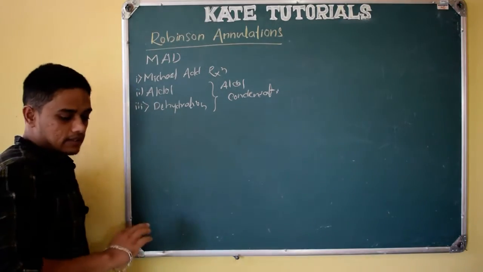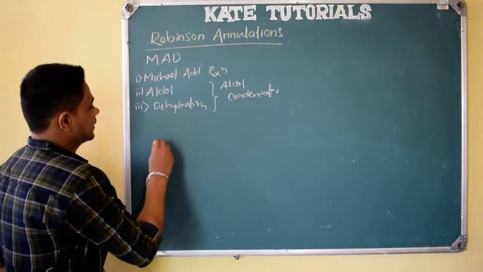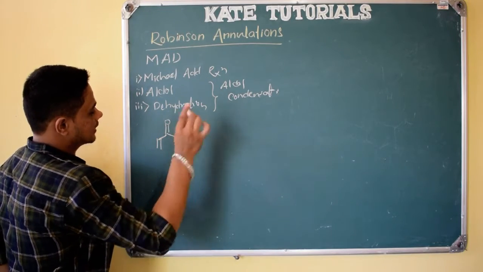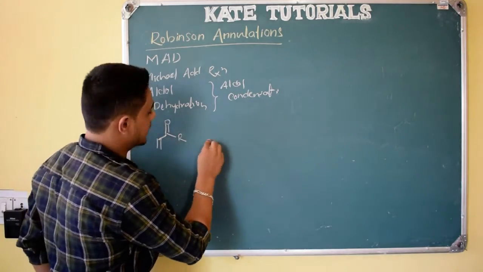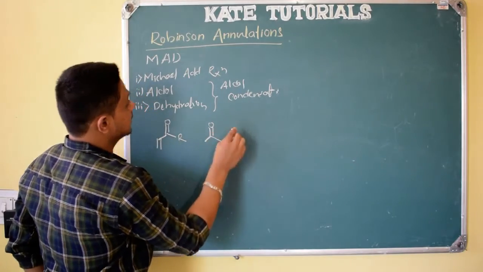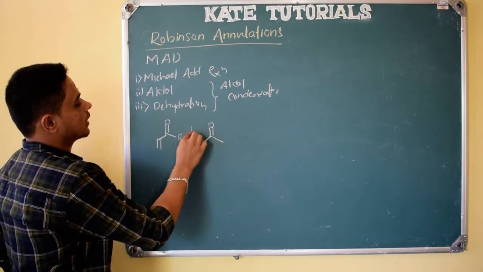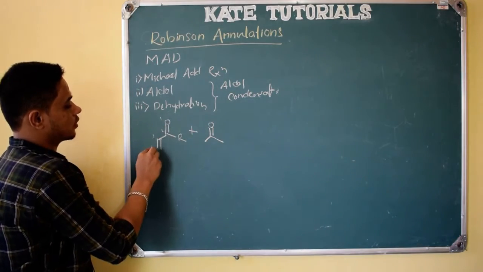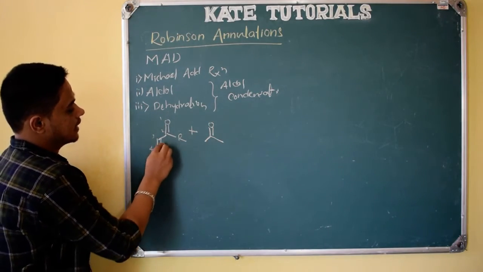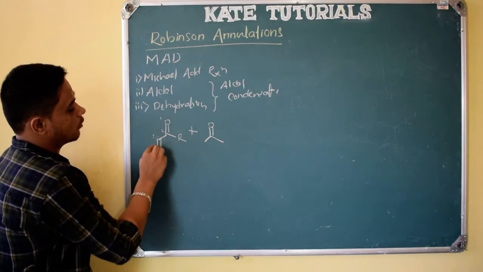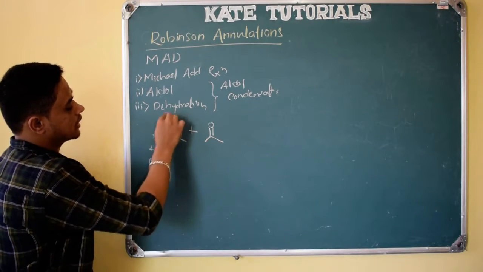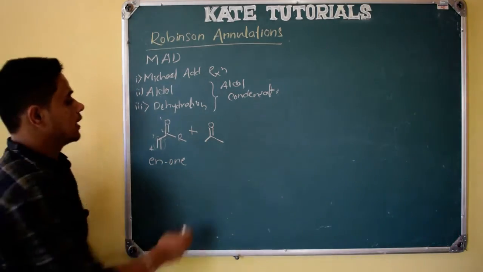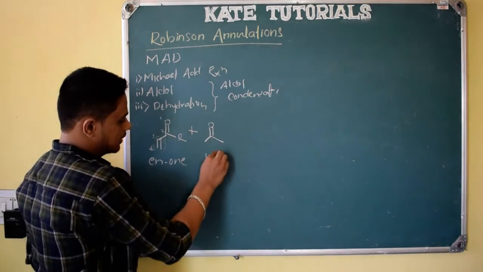So what are the things that will happen? Let us take one example and see what happens. So this is the Robinson annulation. So what have I taken? I have taken, see here, 1, 2, 3, 4. This is called an enone. Ene means double bond which is conjugated to a ketone group. Enone we call it, and this is nothing but a simple ketone.